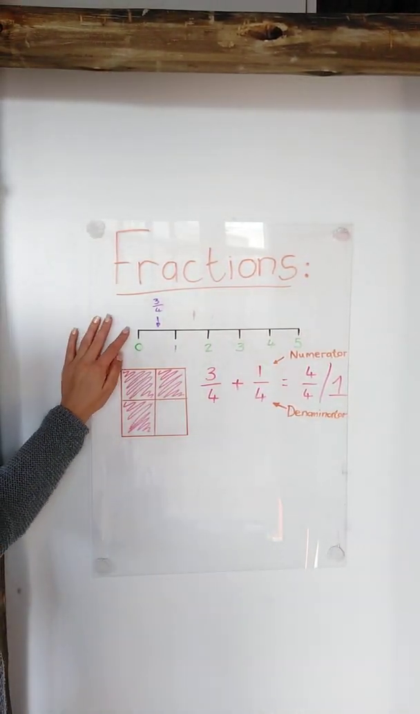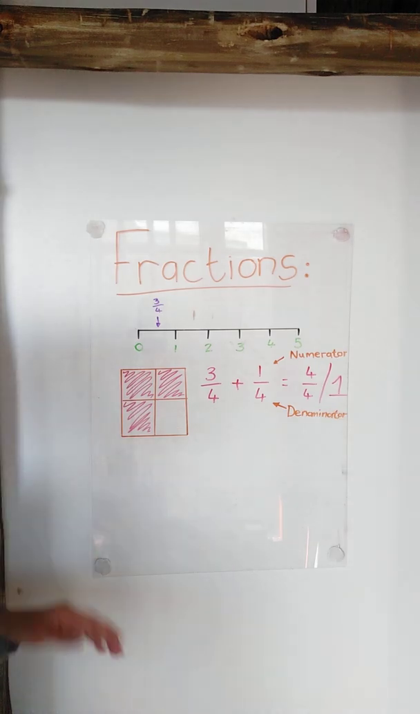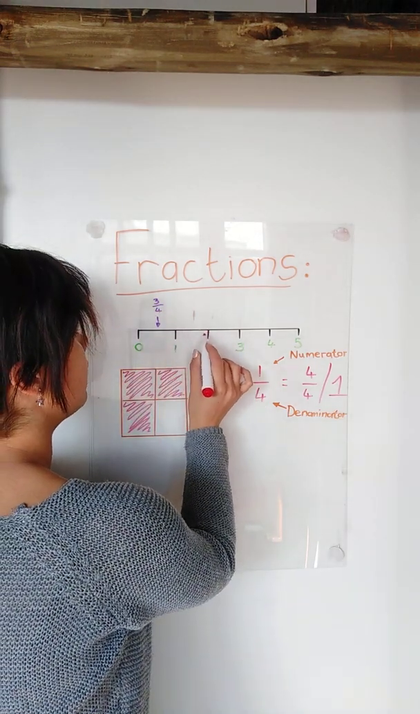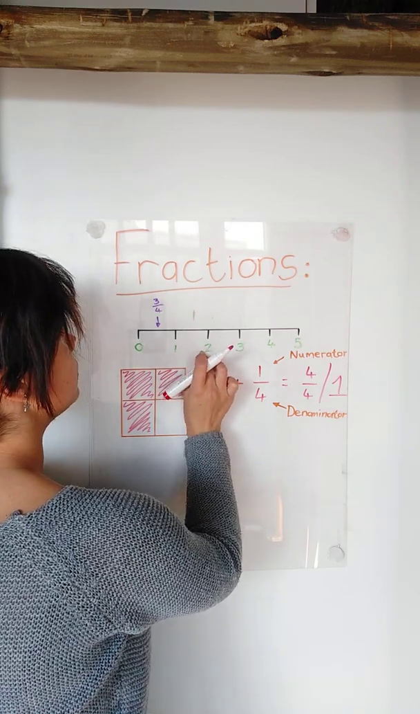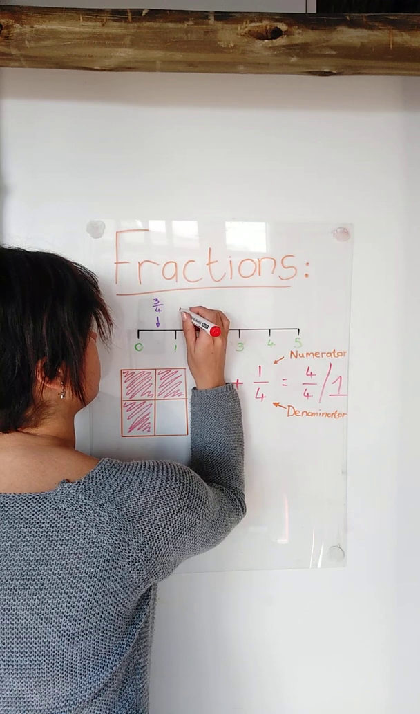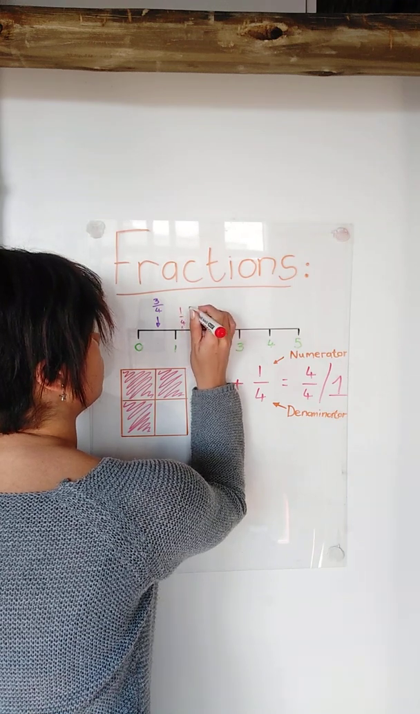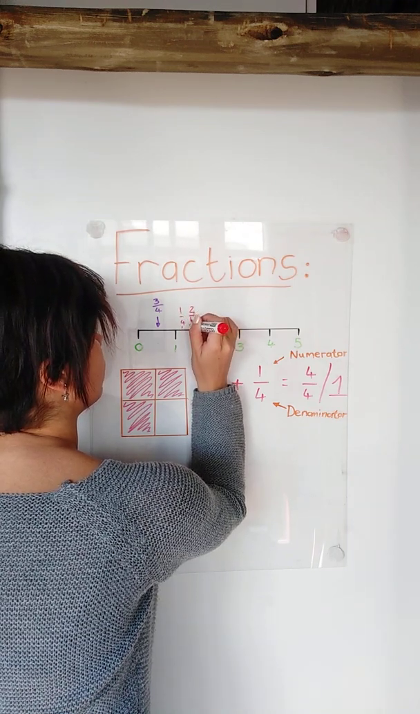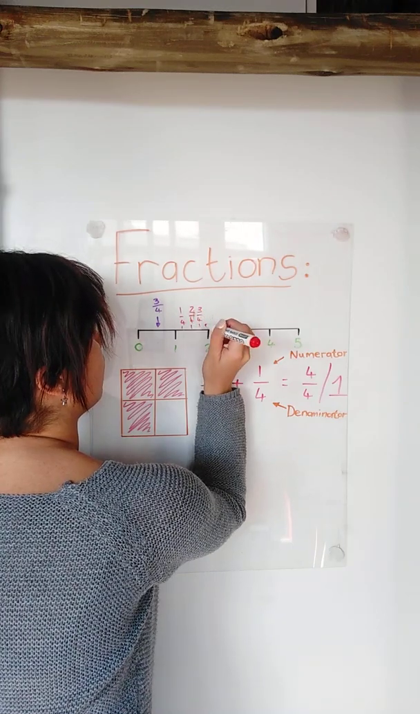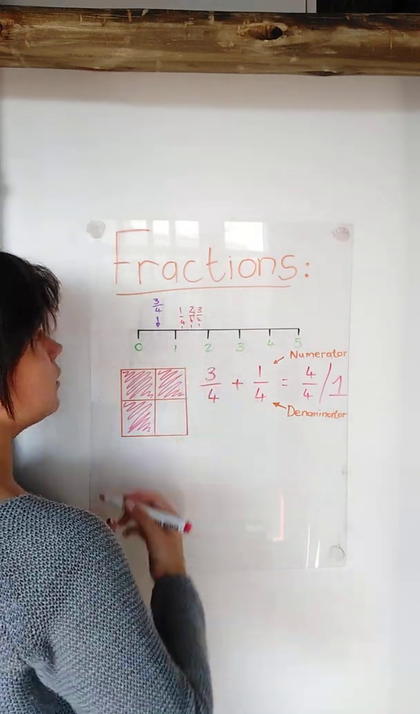Now on this number line, this is where a fraction will lie, right here. For example, let's say we divide the space between 1 and 2 into quarters. So it will be 1 over 4, 2 over 4, 3 over 4, and then it will be 2.